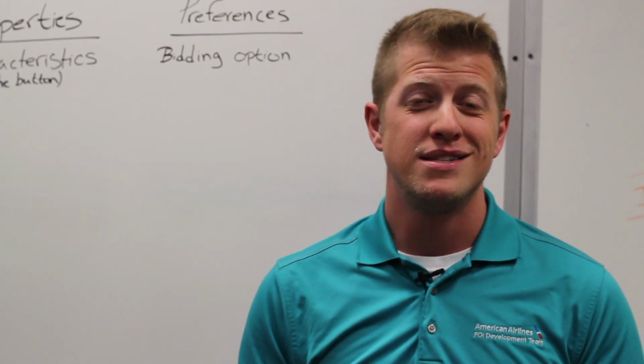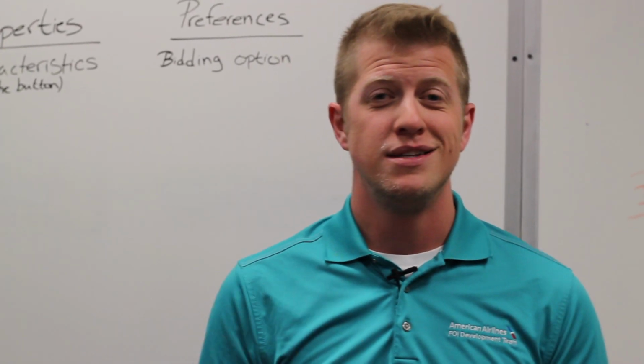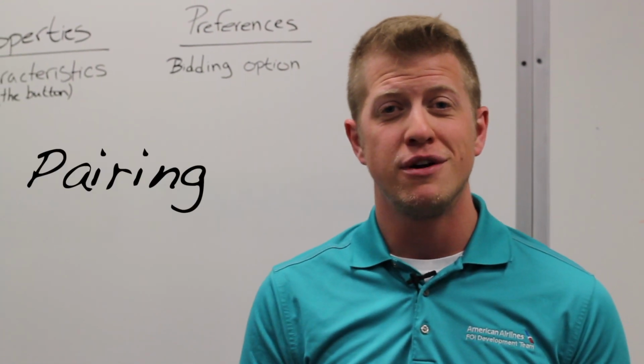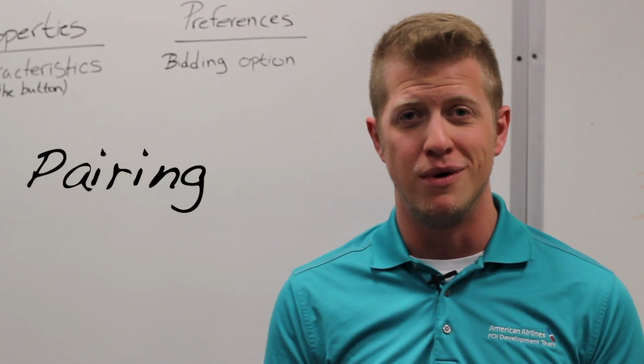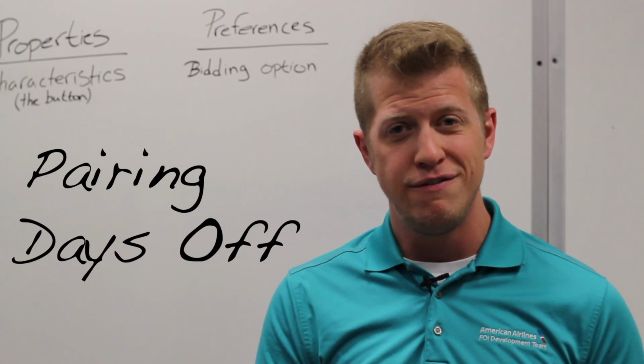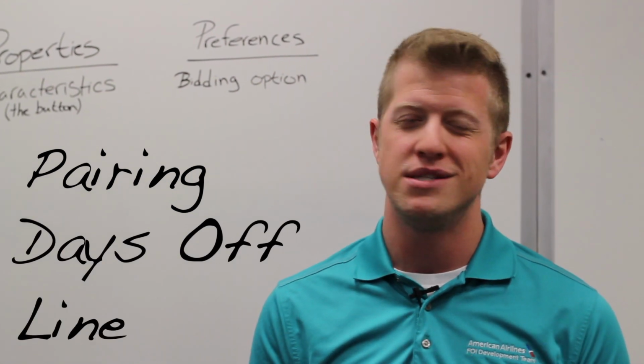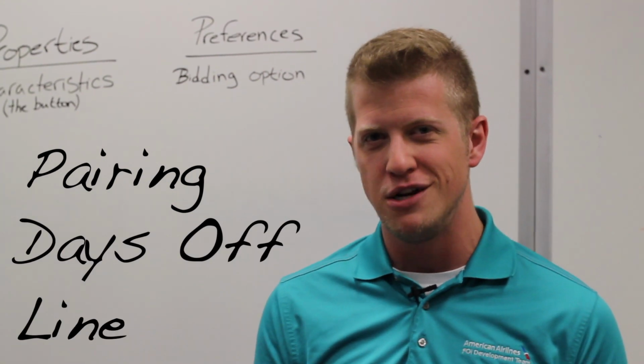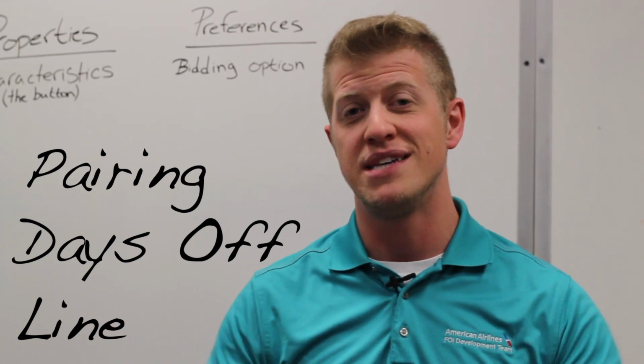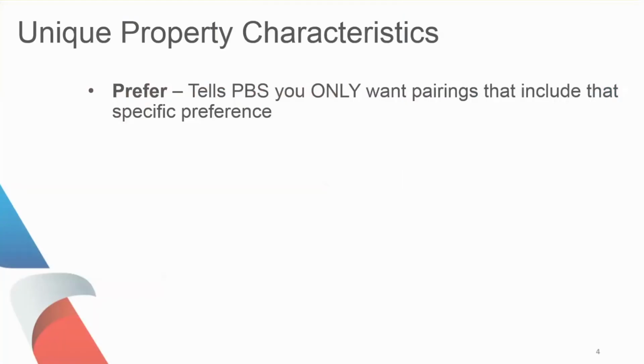Also within PBS, there are three types of properties. There's the pairing properties, which are going to actually affect your pairing pool. Then the other two are days off properties and your line properties. Those don't necessarily affect your pairing pool. They just tell PBS how to construct your line.